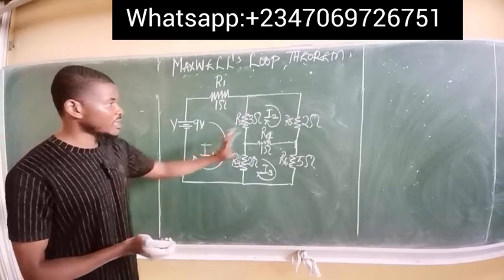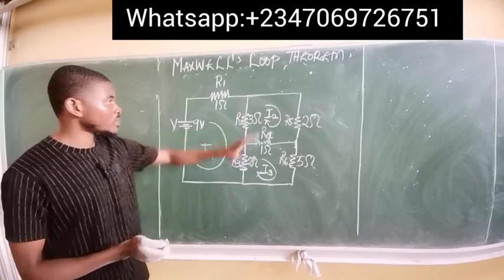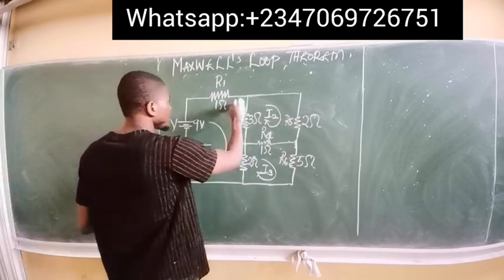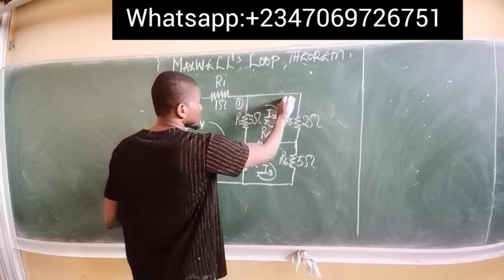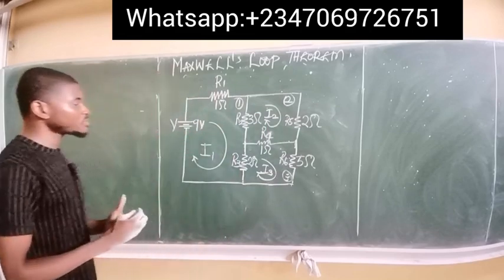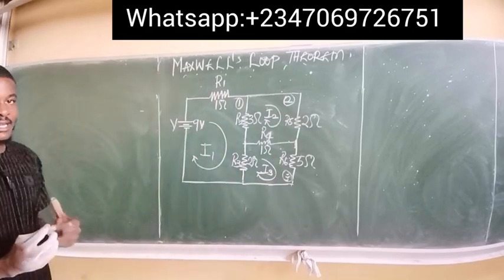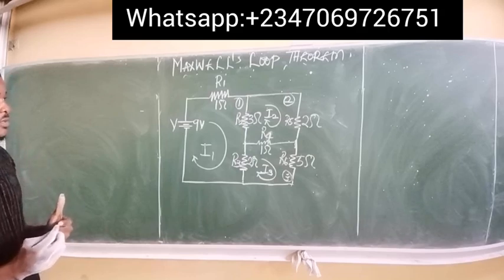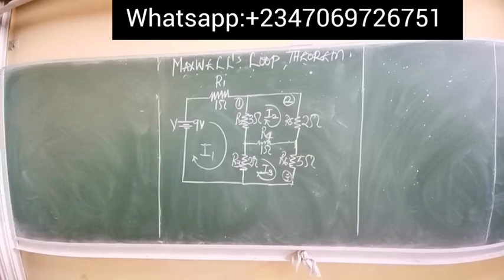Okay, so it's simple. Since we have three loops here, we have loop 1, loop 2, and loop 3. So let's simply label here. Let this be loop 1, let this be loop 2, and let this be loop 3. Let's pick out these loops individually and analyze the network using Maxwell's theorem. So let's consider loop 1.